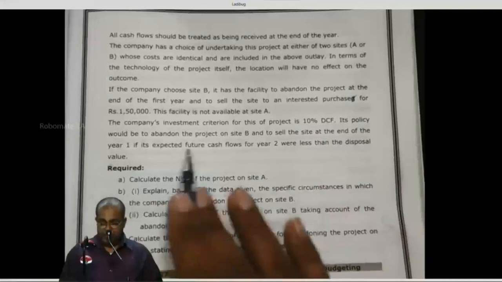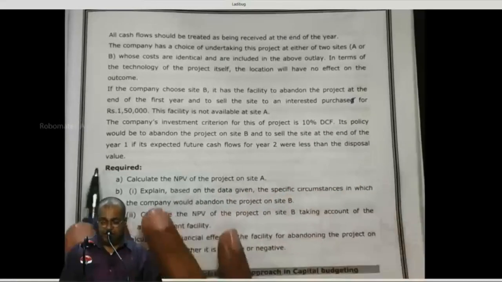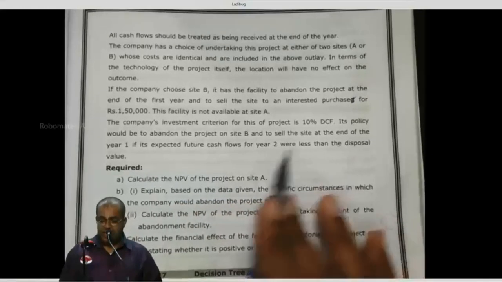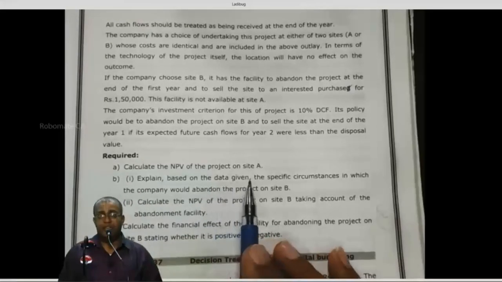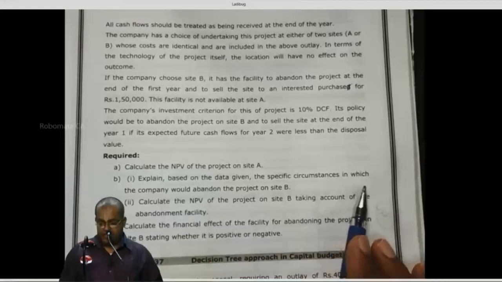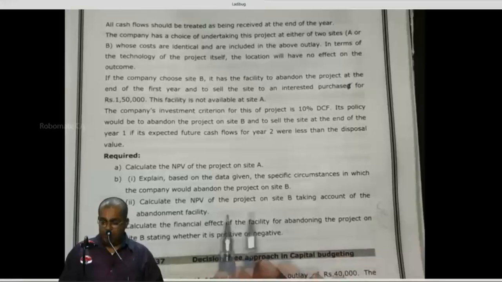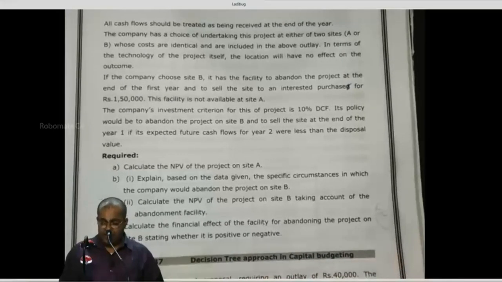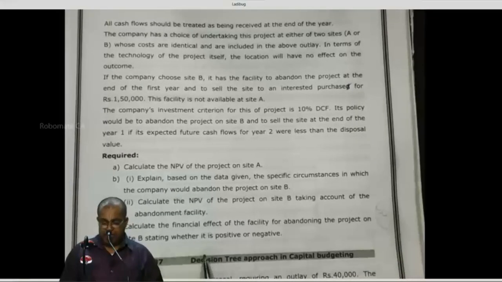Its policy would be to abandon the project on site B and to sell the site at the end of year 1 if the expected future cash flow for year 2 will be less than the disposal value. Required: calculate the NPV of the project in site A. Explain, based on the above data, the specific circumstances in which the company would abandon the project on site B. Calculate the NPV of the project on site B taking into account the abandonment facility. Calculate the financial effect of the facility for abandoning the project on site B, stating whether it is positive or negative.